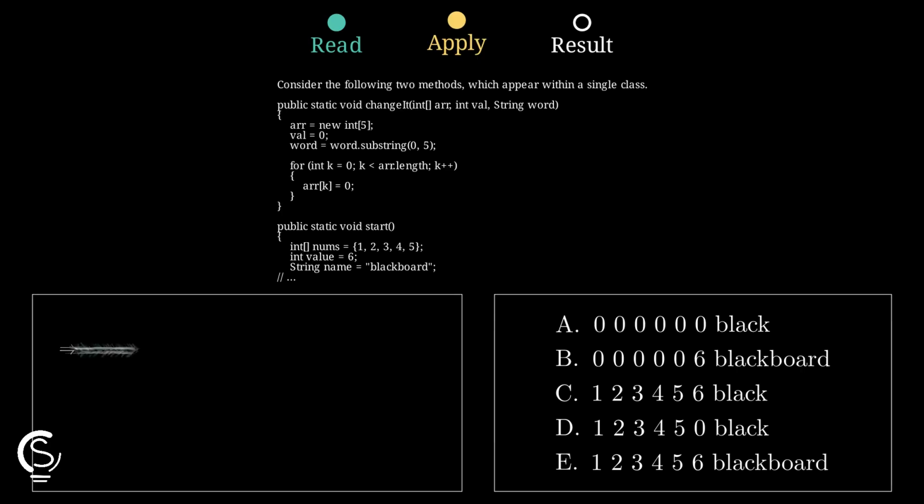Next, we look at the primitive integer and the string object. Since Java passes by value, changing these local copies inside the method has zero effect on the original value and name.